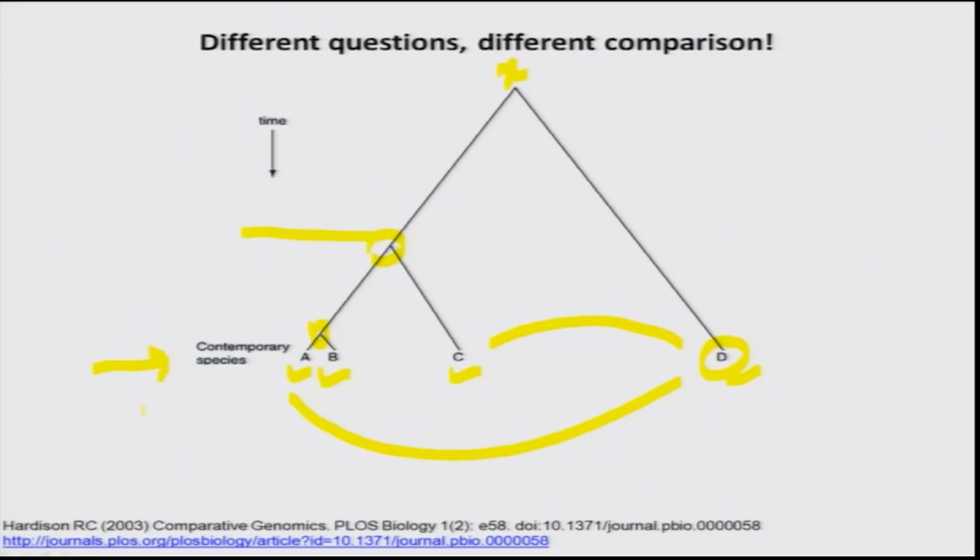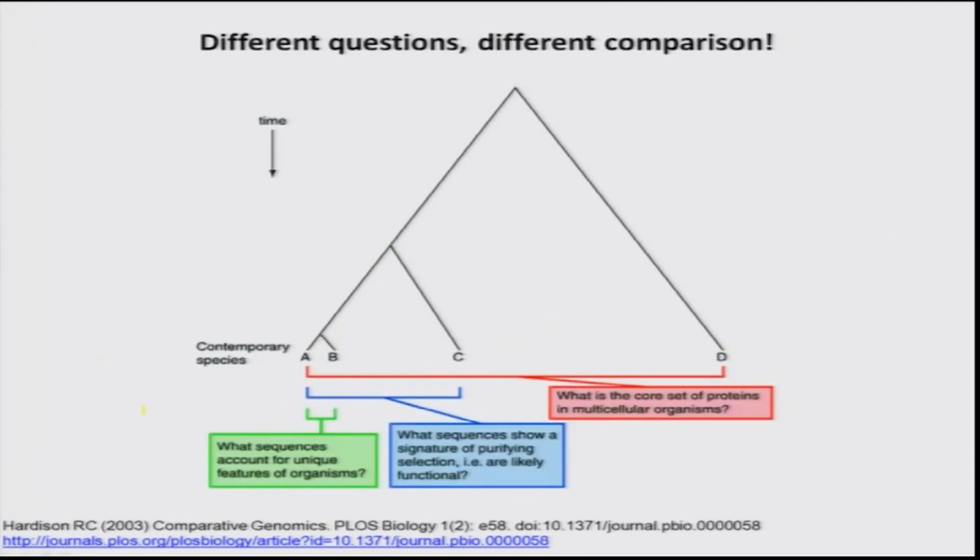It all depends on what question you are asking, and that determines what kind of comparisons you are going to do. Let us give some examples. For example, what is the core set of proteins in a multicellular organism? You want to ask what proteins are involved in a very fundamental process like cell division, or metabolism. These are pathways that are highly conserved, whether you take plants or animals; they are very similar.